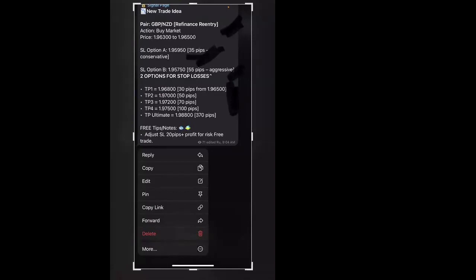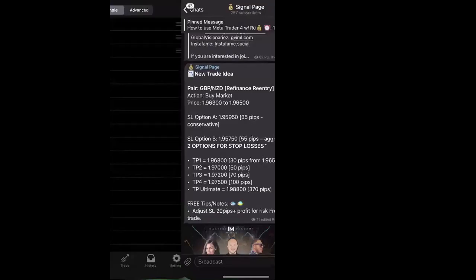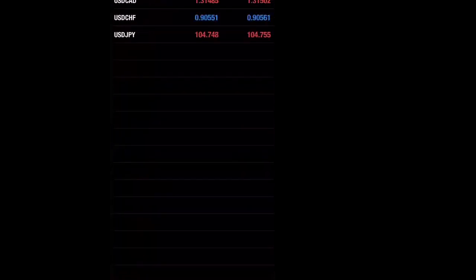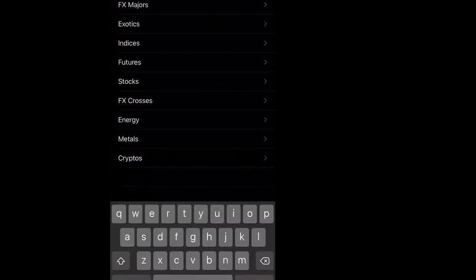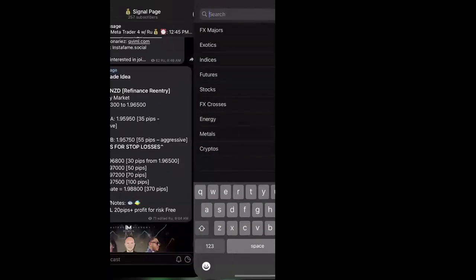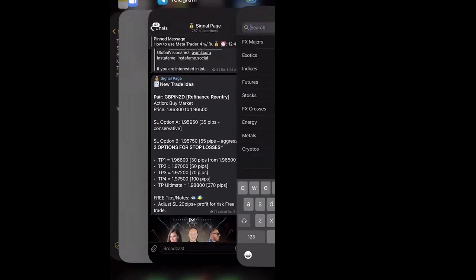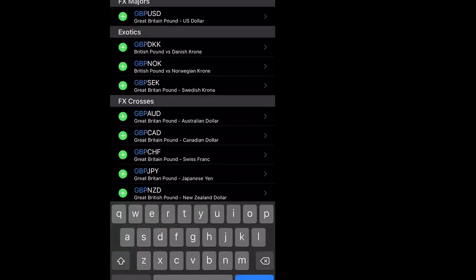So once you know all of that, what you want to do is hop on MetaTrader, right? There's going to be a plus button at the top right, a blue plus, to the top right of my screen. If you click on that button, it's going to allow you to search. You click on search, and you type in GBP NZD because that's the pair we're looking at, right? It's telling us buy GBP NZD. So I would literally search it up, GBP NZD.